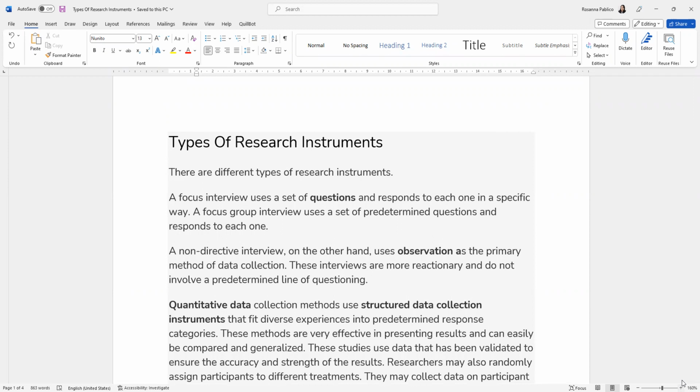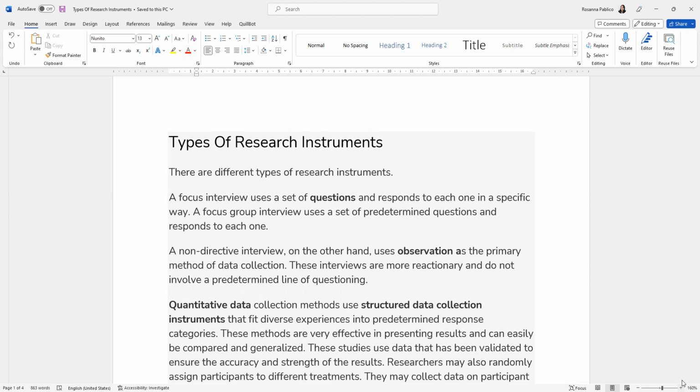Ano ba yung research instrument? Ito yung gagamitin natin na pang-measure, no, ng mga data. Paano natin kukunin yung mga data na kailangan natin, no, para ma-achieve natin yung goal natin sa ating research. Okay? There are different types of research instruments. Okay? Pwedeng focus interview, no?